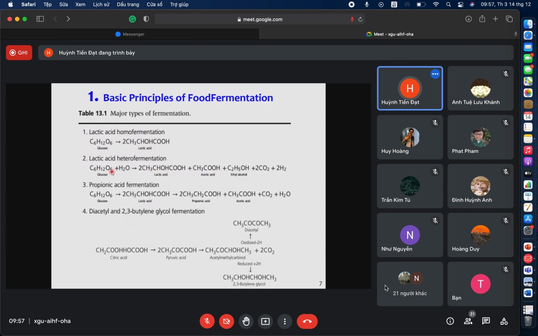Okay, so again, the hetero fermentation converts the glucose not only into the lactic acid but also other products, for example acetic acid and ethanol. Okay, so do you think in the yogurt, you know yogurt, right? Do you wish to have the flavor of the acetic acid and the ethanol in there? In yogurt. I don't think so. Yeah.